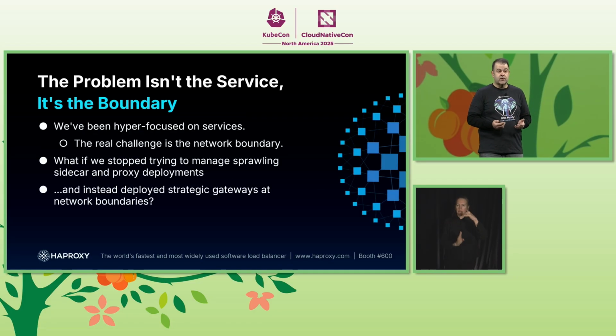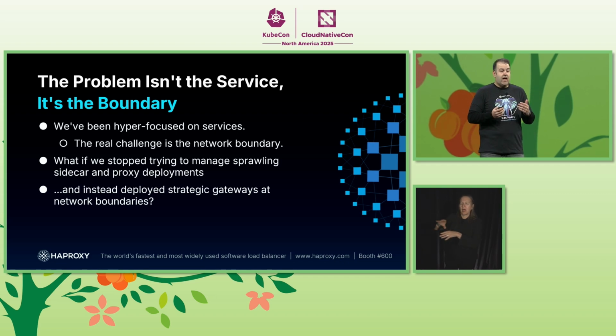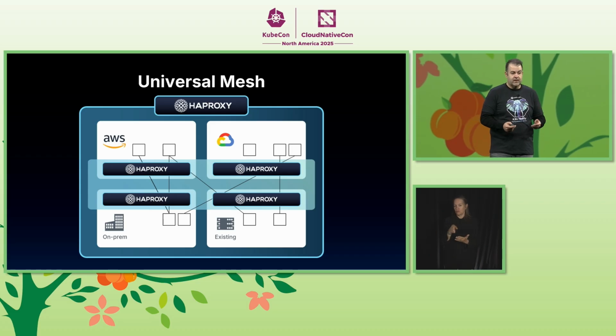The problem isn't the service, it's the boundary. We've been hyper-focused on services. The real challenge is the network boundary. What if we stop trying to manage sprawling sidecar and proxy deployments and instead focus on a few strategic gateways at network boundaries? This is our approach, the universal mesh.